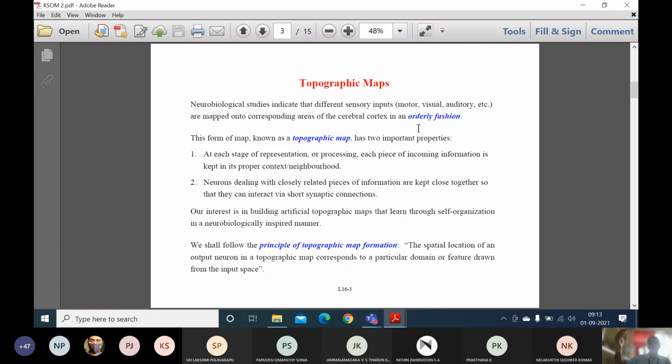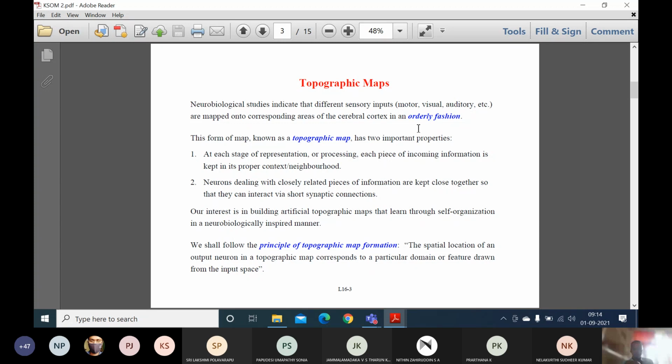So first what happened at time t equal to 1, what has been registered; the second time, what was registered; then the third time instant, what has been registered. Like that, in an orderly fashion it will be registering. And this form of orderly arrangement of information in the cerebral cortex of the brain is considered a topographic map.